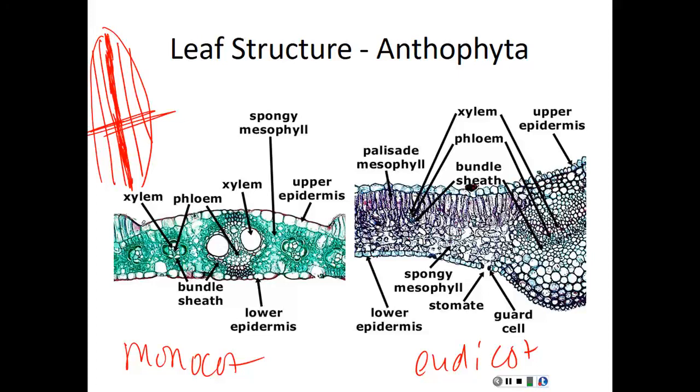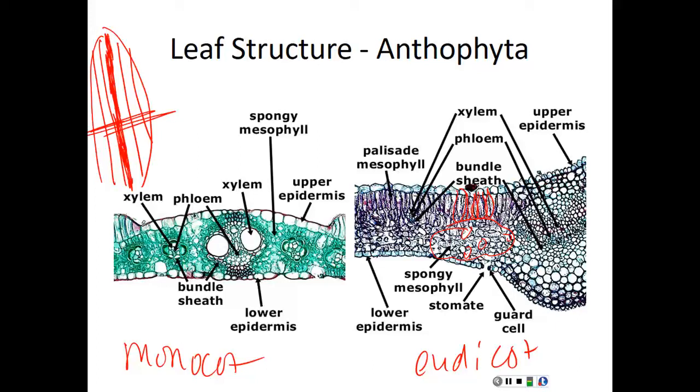Now let's bounce over to a eudicot leaf. In a eudicot leaf, we have two kinds of mesophyll. We have what we call palisade mesophyll. These are those barrel-shaped, tightly packed cells. And we have what is called spongy mesophyll that has a lot of air gaps in it for gas exchange.